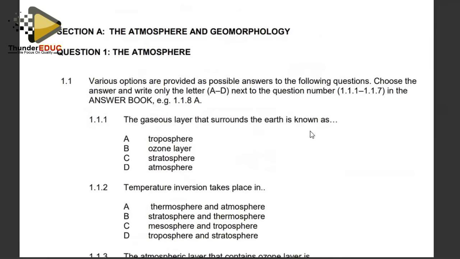Right, our first question is a multiple choice question. And the first one requires us to identify the gaseous layer that surrounds the Earth. What is the gaseous layer that surrounds the Earth? That is automatically the atmosphere. The atmosphere, by definition, is a layer of gases that ultimately surround the Earth. So it means anywhere above the Earth's surface, we have the atmosphere, which is made up of different gases in different percentages. I understand you know that.